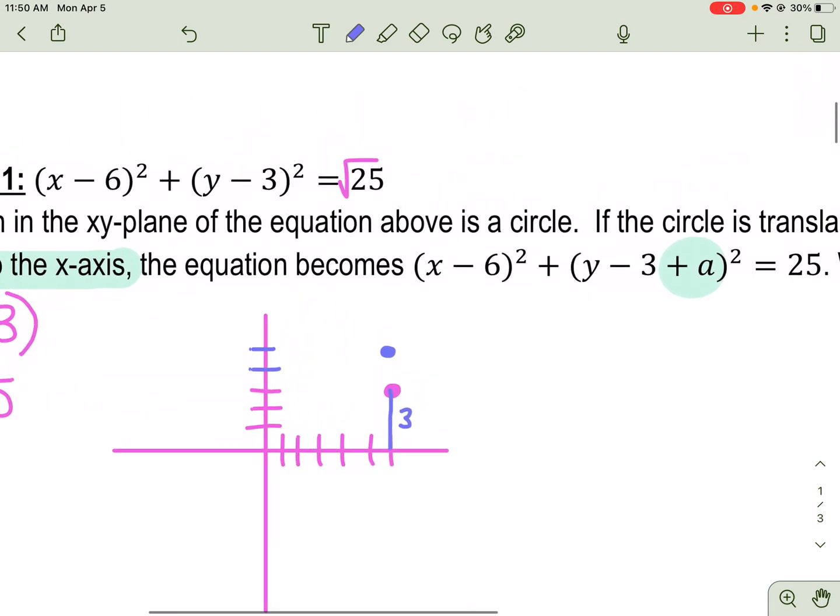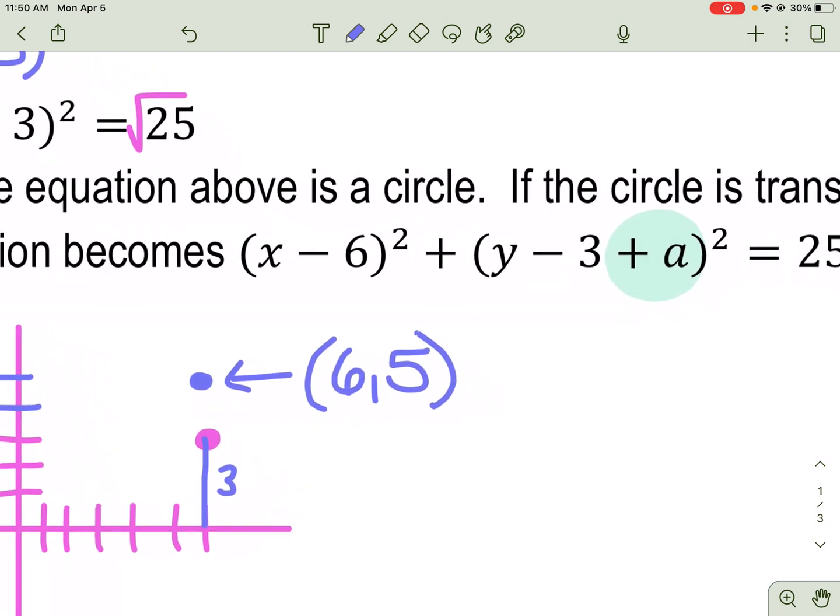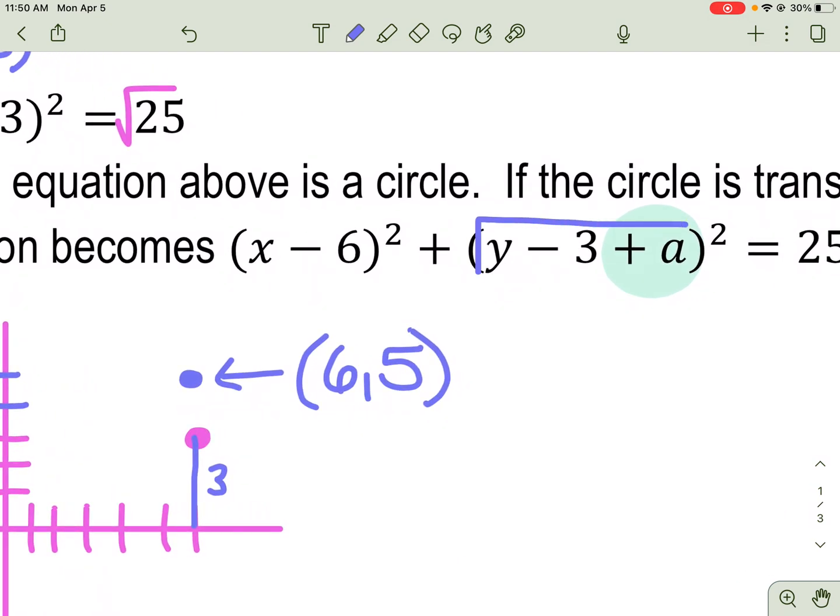Okay, so what this should say up here is (y - 5)^2. Okay, because I want this center to be at (6, 5) in order to have a radius of 5. All right, so basically this needs to be equal to 5. Okay, well, in order to do that, a needs to be 8, since 8 minus 3 is 5. Okay, so that's our a value.